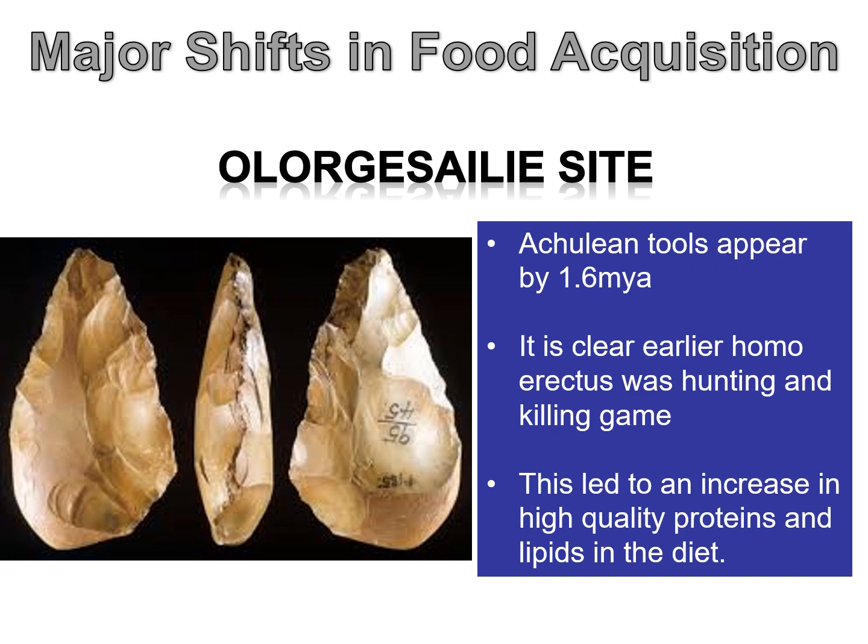So by 1.6 million years ago, at least one of the major sites we use as evidence is a place called Lorgasali. By 1.6 million years ago, Acheulean tools are firmly cemented as the technological tool type for Homo erectus, right? It's clear that early Homo erectus was hunting and killing game, at least at this Lorgasali site. And this led to an increase in the high quality proteins and lipids within the diet overall.